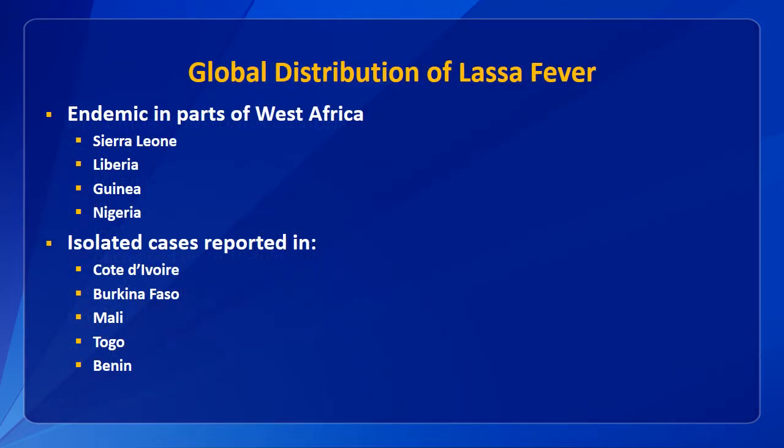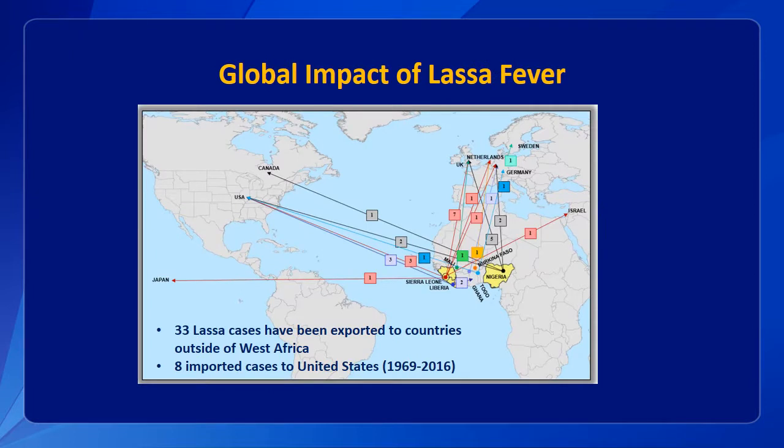Lassa fever is endemic in many countries in West Africa, including Sierra Leone, Liberia, Guinea, and Nigeria. In addition, isolated cases have been reported in Côte d'Ivoire, Burkina Faso, Mali, Togo, and Benin. Since 1969, 33 Lassa fever cases have been exported to countries outside of West Africa. 8 cases have been imported to the United States.